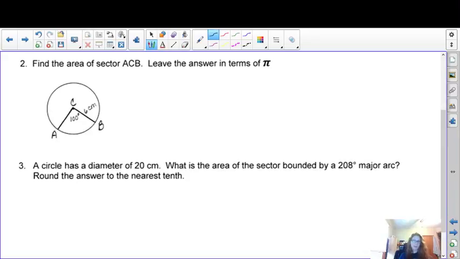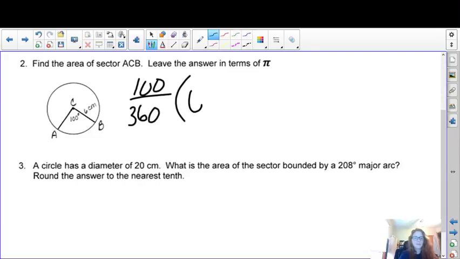Find the area of sector ACB. Leave your answer in terms of pi. So ACB is the following chunk. I see that arc AB is 100 degrees since the central angle of ACB is 100 degrees. So I have 100 divided by 360 times, I'm given the radius. Radius is 6 times pi. And again, I'm going to put that fraction in my calculator with parentheses. And my final answer is 10 pi.